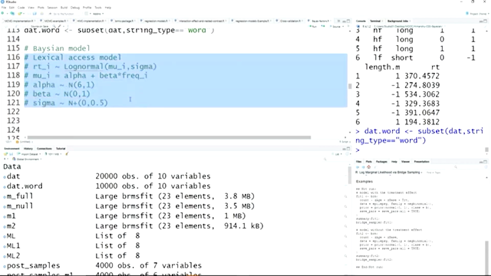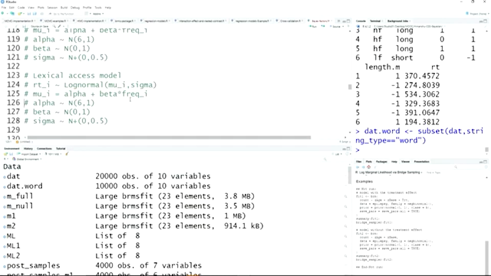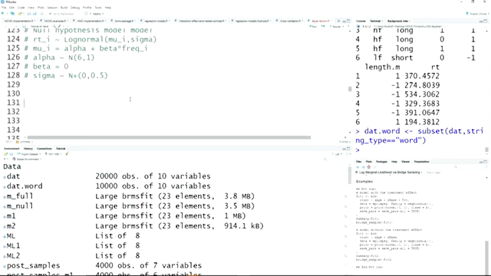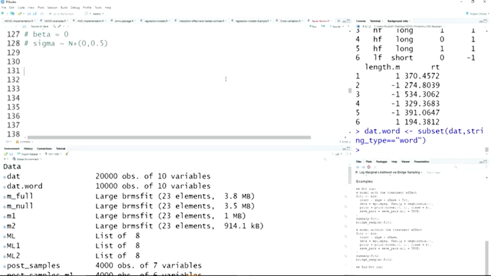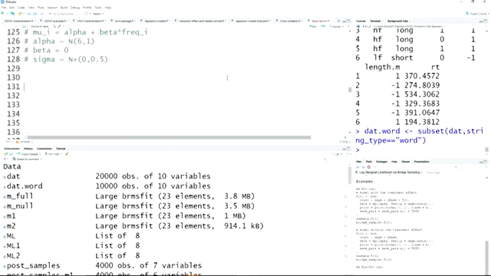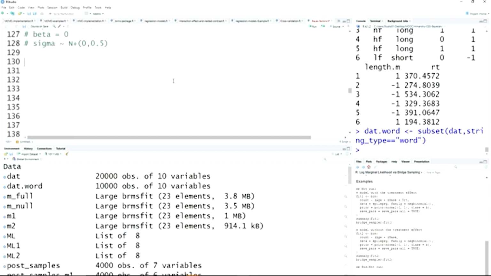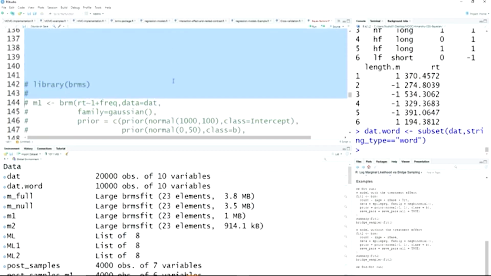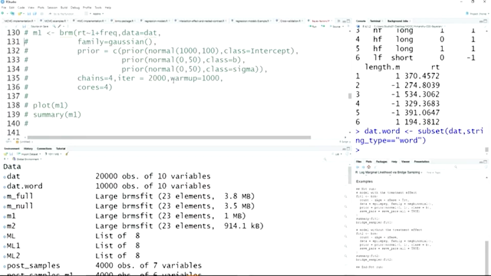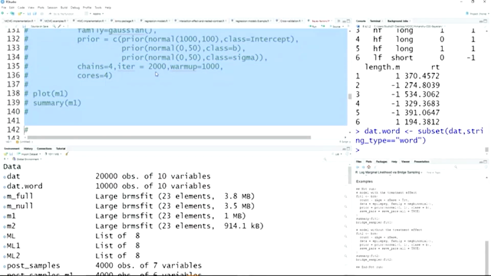Now, in order to test the hypothesis whether there is an effect of frequency, we need to construct a null hypothesis model or some other reference model. So the null hypothesis model would be everything the same, it's just that beta would be assumed to be equal to 0. Okay. So now how do we test this? So we first fit the lexical access model.